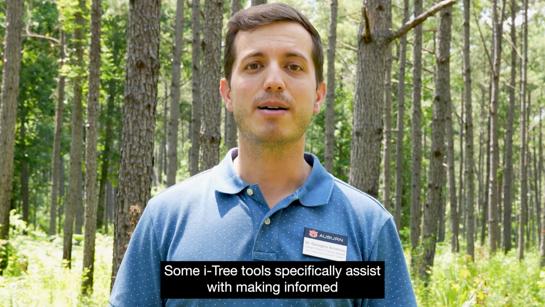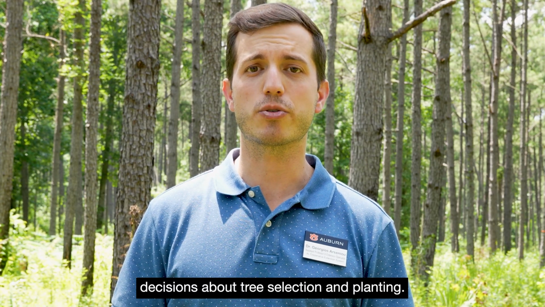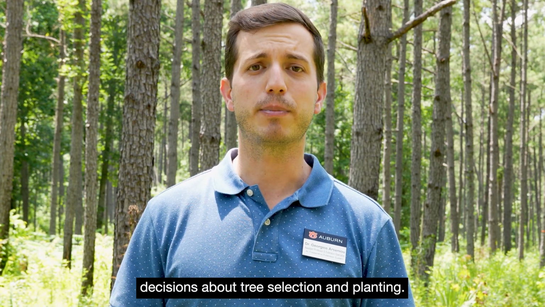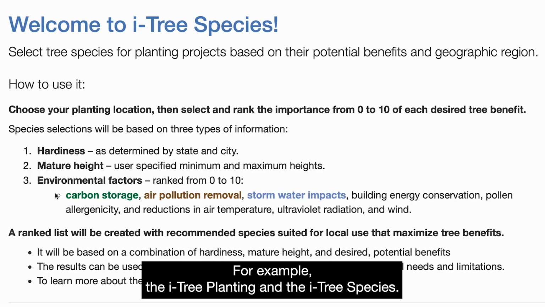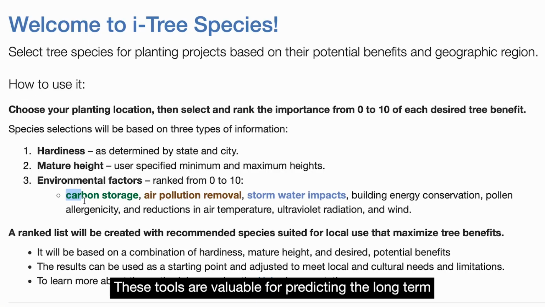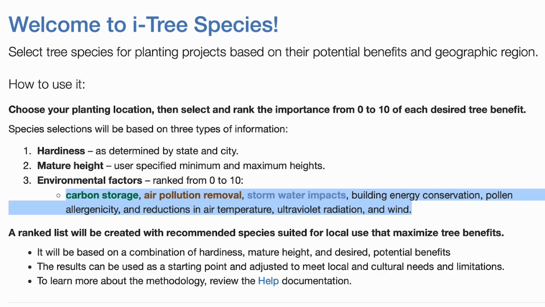Some iTree tools specifically assist with making informed decisions about tree selection and planting, for example, the iTree Planting and the iTree Species. These tools are valuable for predicting the long-term environmental benefits of newly planted trees, such as carbon sequestration, air purification, stormwater management, and energy savings.